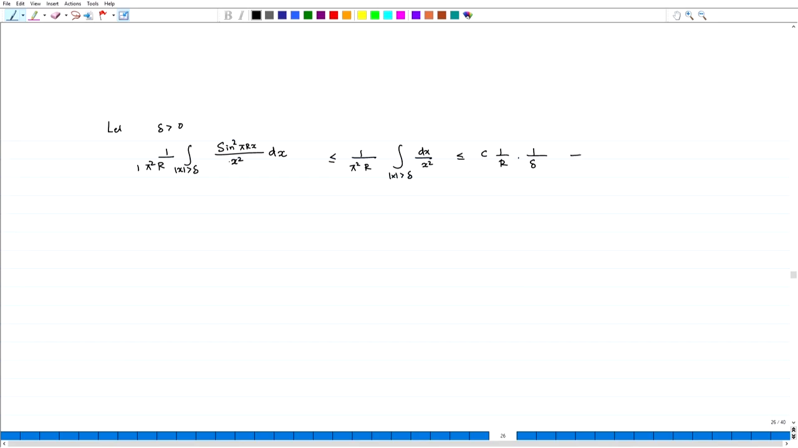So, this goes to 0 as r goes to infinity. Therefore, this property of the Fejér kernel is also true. Hence, if f is a continuous function with moderate decay, what we have seen is that f will be uniformly continuous, then the convolution of f with F_r converges to f uniformly.